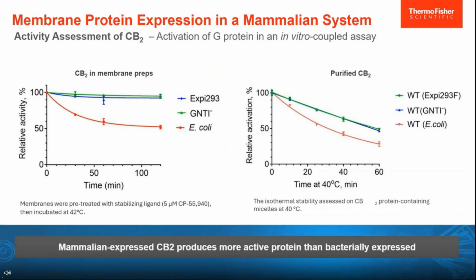Here they conducted an activity assessment of CB2 both in membrane preparations and as purified protein by evaluating the activation of G protein in an in vitro coupled assay. When comparing the activity between CB2 sourced from a mammalian versus bacterial expression system, they found that mammalian expressed CB2 was more active and stable compared to bacterially expressed.